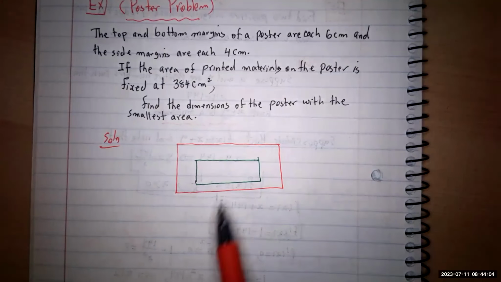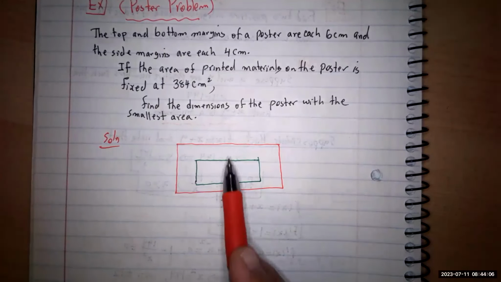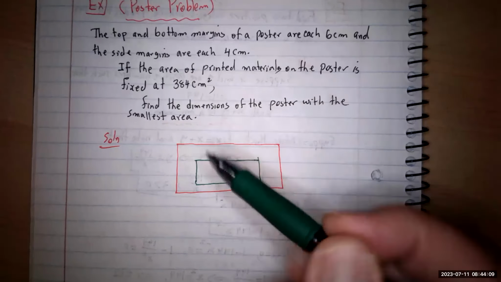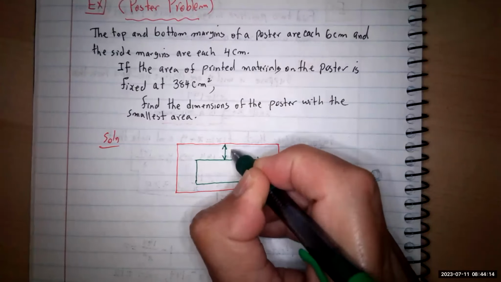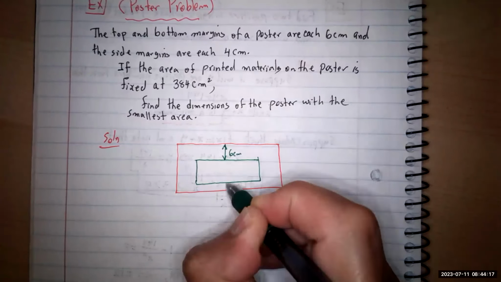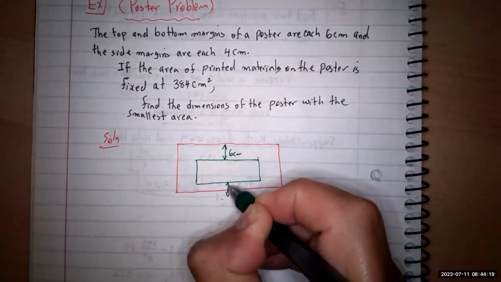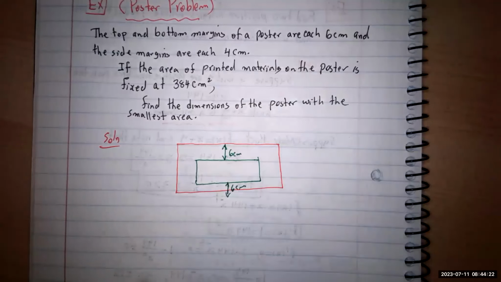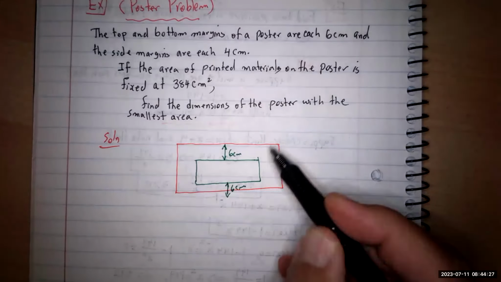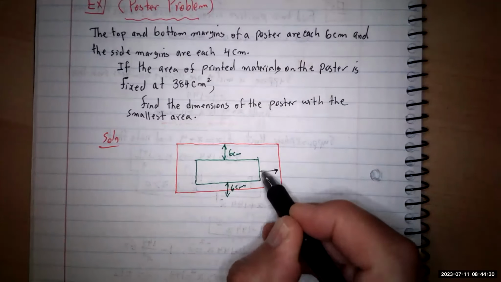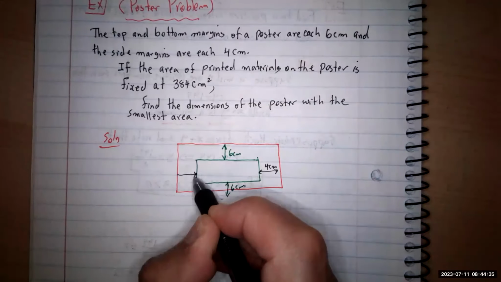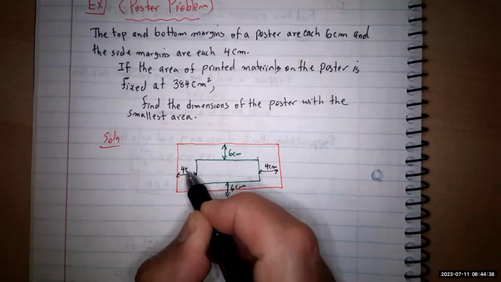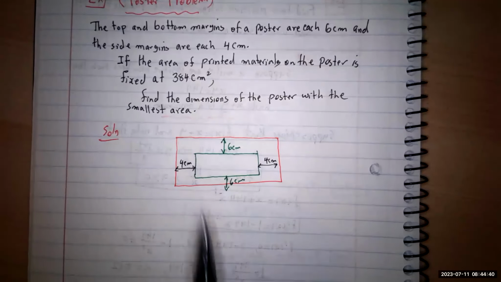And get the information that we have. The top and the bottom are 6, so this is 6 centimeters, and this is supposed to be the same, 6 centimeters, this one too. The margin to the right and to the left is 4 centimeters. So this is 4, and this is also 4. Okay, 6, 6, 4, 4.